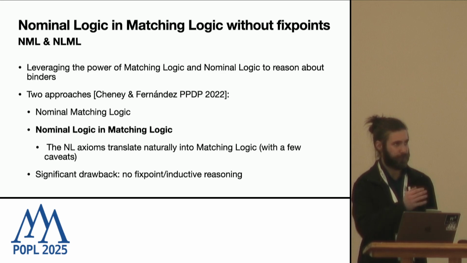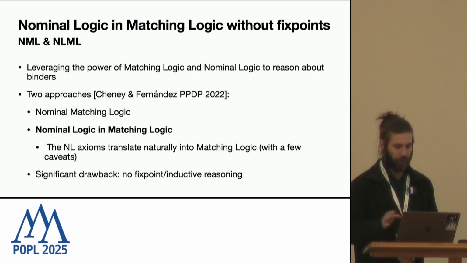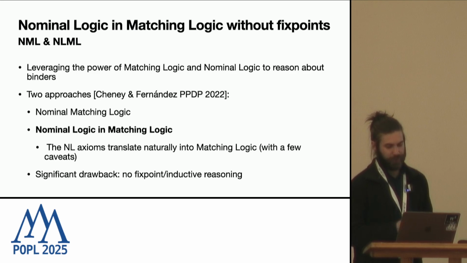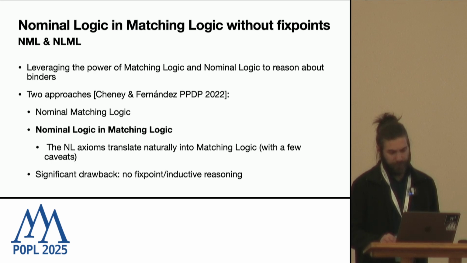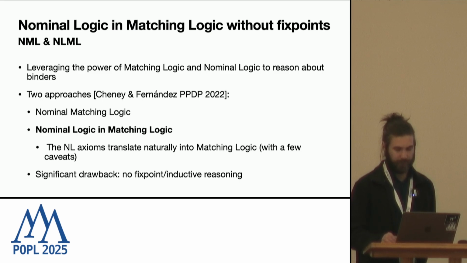We didn't want to change the base logic. We want to try and do everything in raw matching logic without changing things too much. And the nominal logic axioms, as I mentioned, are also first order. So they translate somewhat naturally into matching logic with a few caveats that I'll describe later. As I mentioned before, a significant drawback of this previous work was that we didn't have any fixed point or inductive reasoning. So we could prove interesting things, but only by assuming induction principles as axioms.